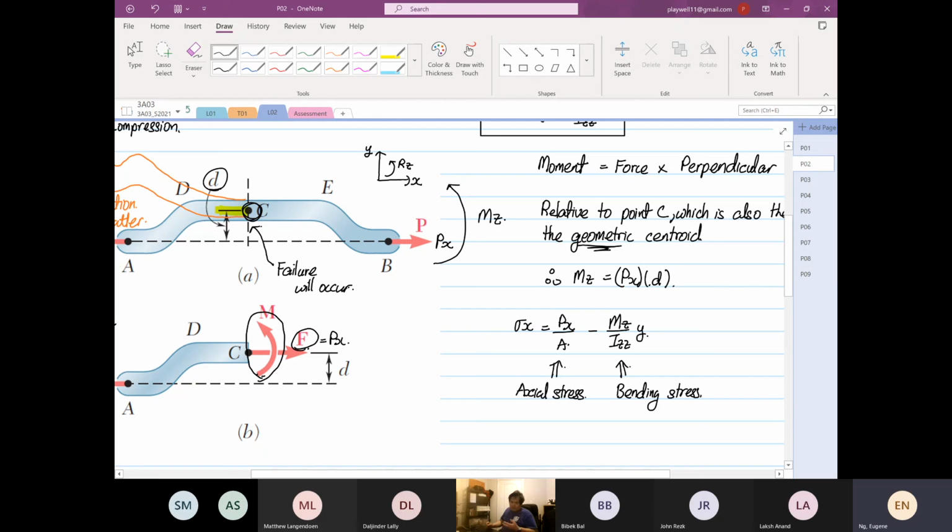Now what we're going to do is sketch the stress profile. For 3A03, we calculate the distribution. We don't just calculate the average value. I want you to see the difference between what we are doing now compared to what you learned from 2P. In 2P, you just take the average. No, now we are calculating the distribution.